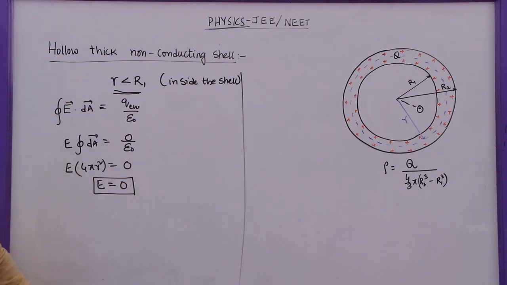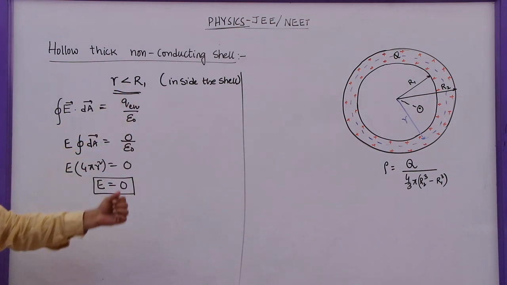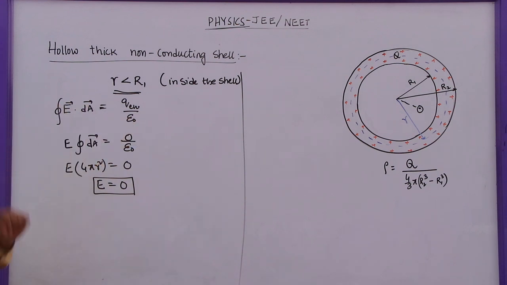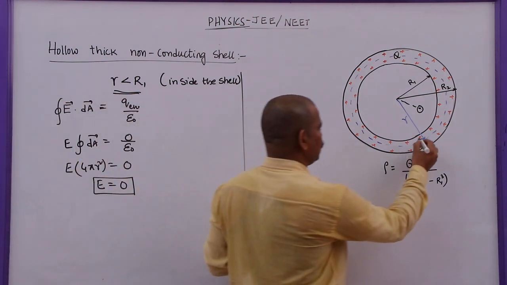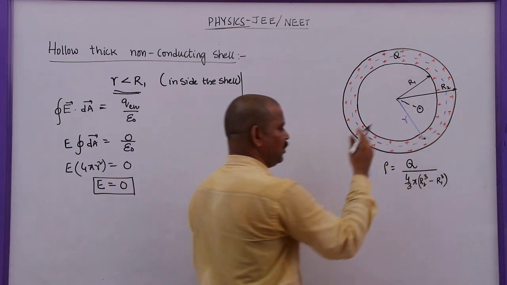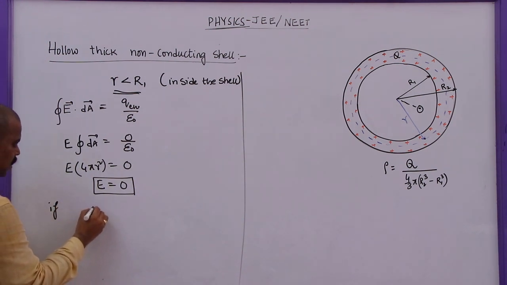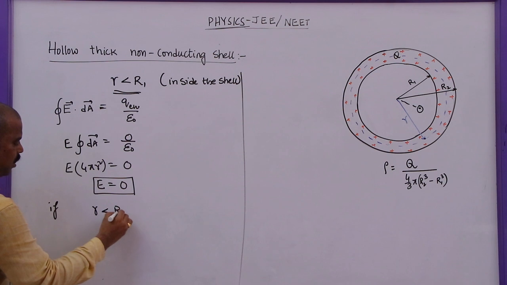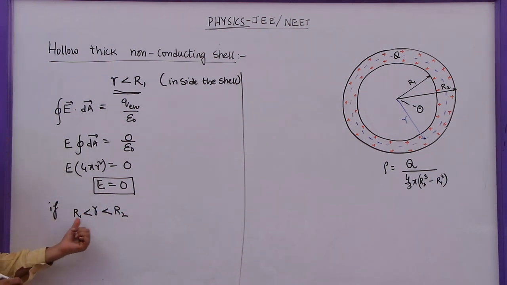Just like a solid sphere, even for a hollow non-conducting sphere, even if it is a conducting sphere, the electric field within this one will be 0. Now if you take a point somewhere here where small r is greater than r1 but less than r2. So I am taking r less than r2 but greater than r1. So small r lies between r1 and r2.